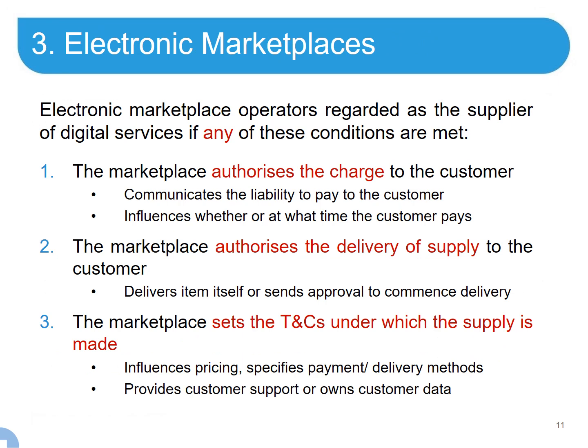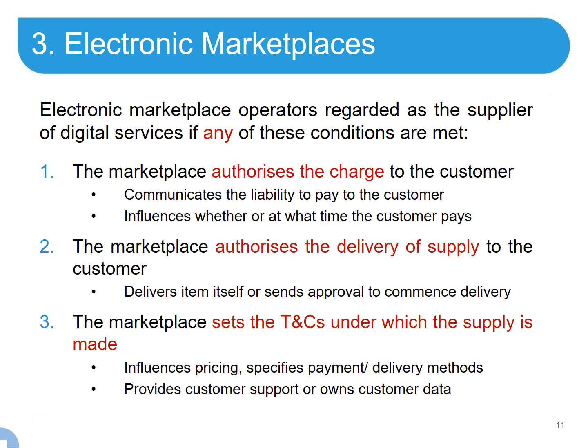Electronic marketplace operators are regarded as a supplier of digital services if any of the 5 prescribed conditions are met. The first condition is the marketplace authorizes the charge to the customer, meaning the marketplace communicates the liability to pay to the customer and influences whether or at what time the customer pays for the supply. Most marketplaces would be regarded as a supplier due to this first condition.